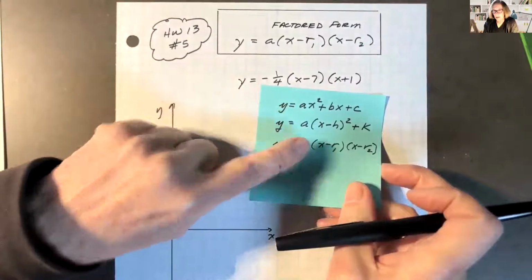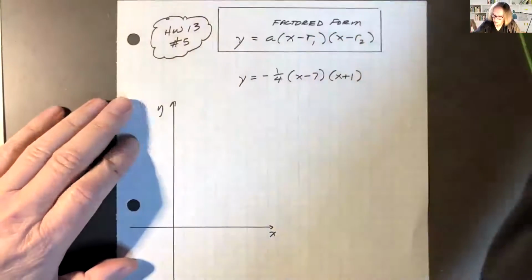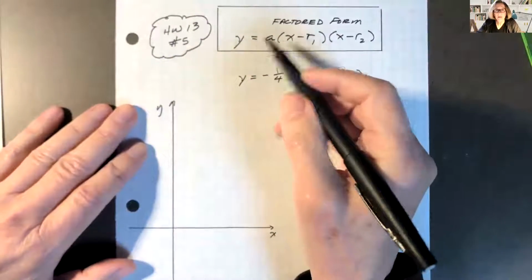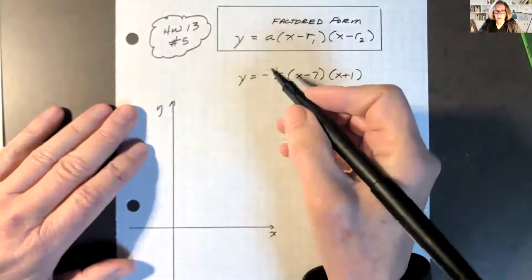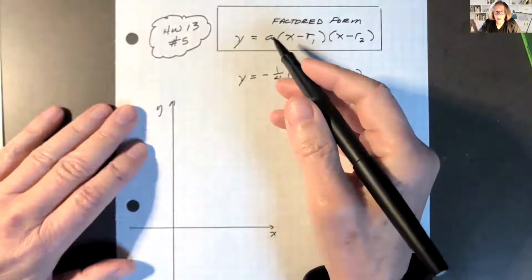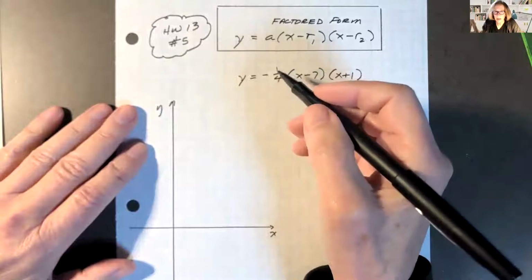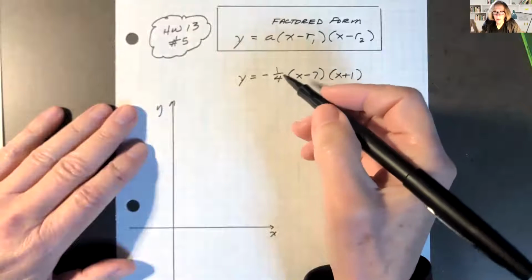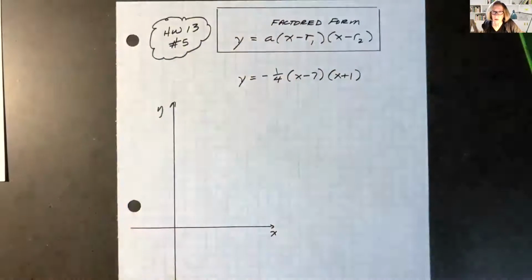A just tells us if it's positive, the graph opens up. If it's negative, the graph opens down. If it has an absolute value greater than 1, the graph is narrower vertically. If it has an absolute value like this one, less than 1, the graph is wider than the parent function vertically.